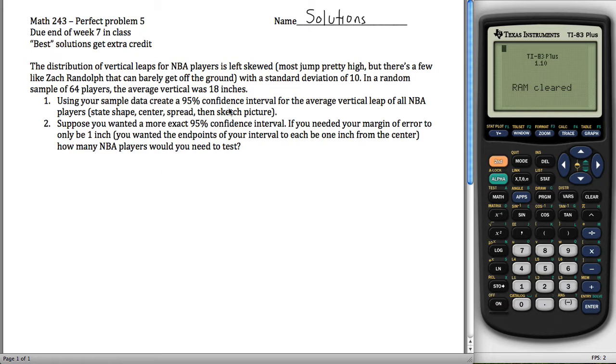Solutions for perfect problem 5 for Math 243. We're asked to create a confidence interval, specifically a 95% confidence interval for the average vertical of all NBA players. And to do so, I ask you to state the shape, center, and spread of this sampling distribution. We can do that. The shape ends up being approximately normal.